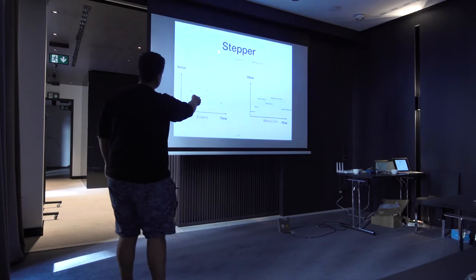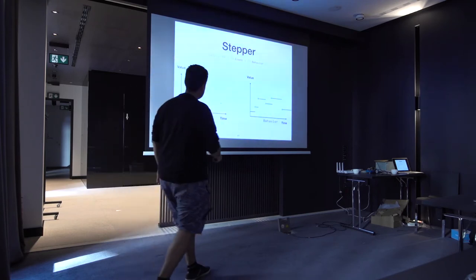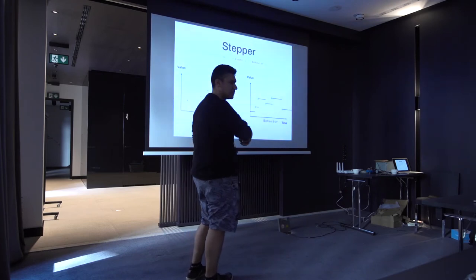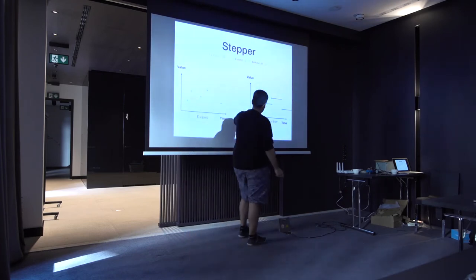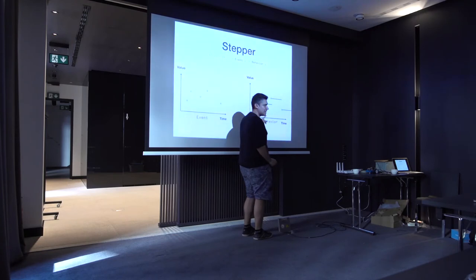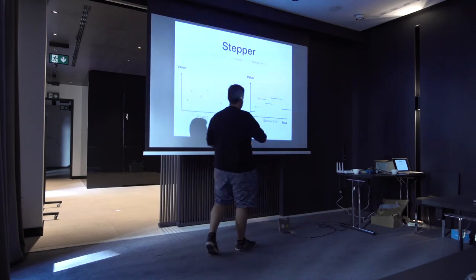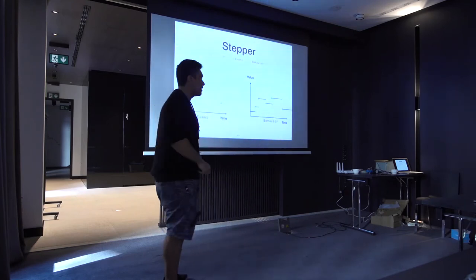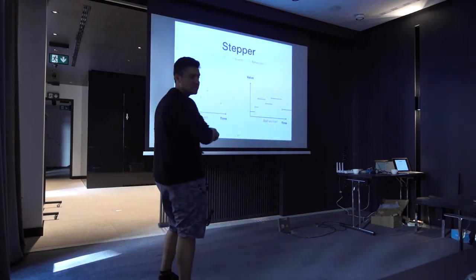So the stepper function, basically, what it's going to do is start with this initial a value. That's going to be the initial value. And then every time there is an event, it's going to hold this value until there is a new event. Usually you get these kind of steps, and that's also why it's called the stepper function.